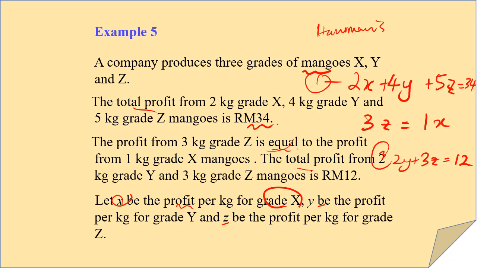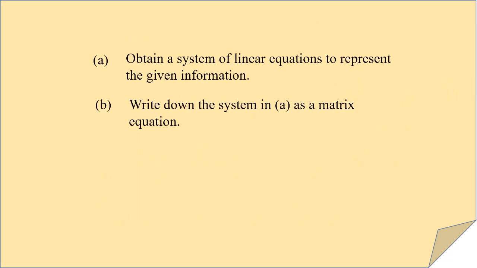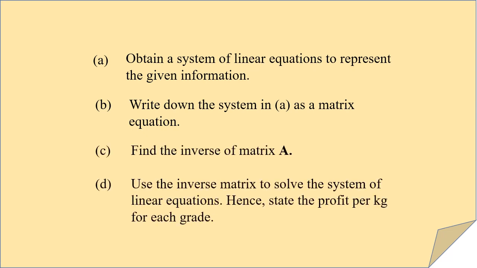So let's continue. So the question asks you to obtain a system of linear equations to represent the given information. So we have it already. And then write down the system as a matrix equation. Okay. And then find the inverse of matrix A. And lastly, use the inverse matrix to solve the system of linear equations. Hence, state the profit per kilogram for each grade. Means that we have to do the conclusion.